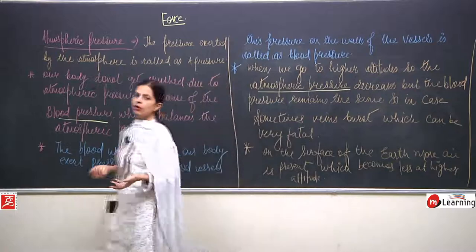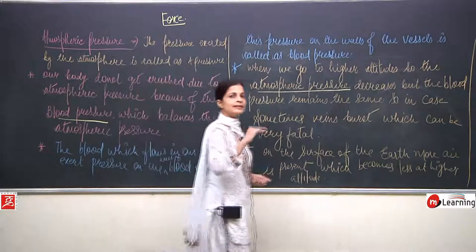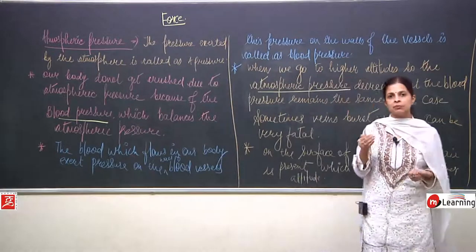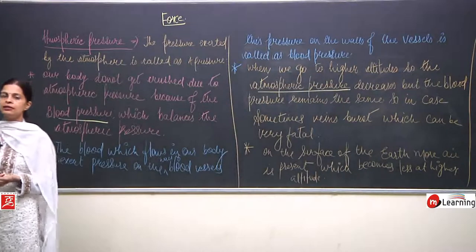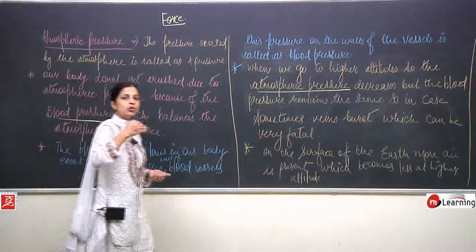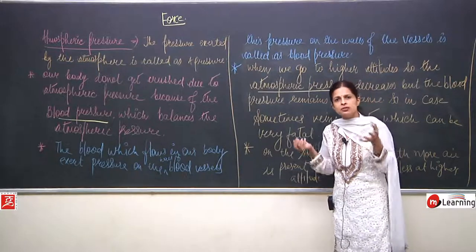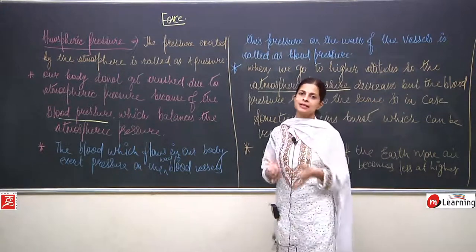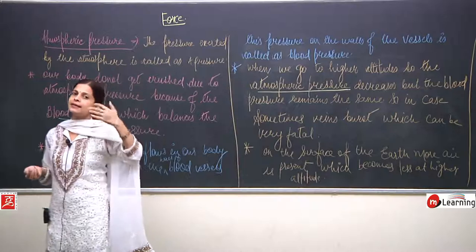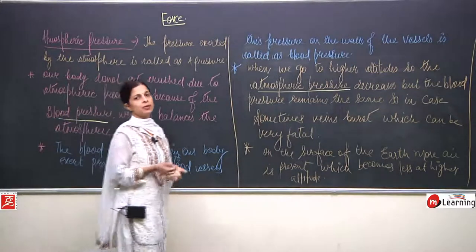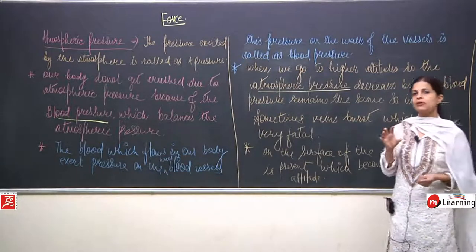Now what is the next thing? When we go to higher altitudes, as I told you, at the surface of the earth more air is present, that means the atmosphere is denser. But as we go up to higher altitudes, the atmosphere starts becoming thinner and thinner. So what will happen, children? Here more air is present, so more pressure is exerted, and atmospheric pressure is high. But as we go up the air is decreasing. When air decreases, the atmospheric pressure also decreases. When air is not there, who is going to create the pressure? So atmospheric pressure decreases.